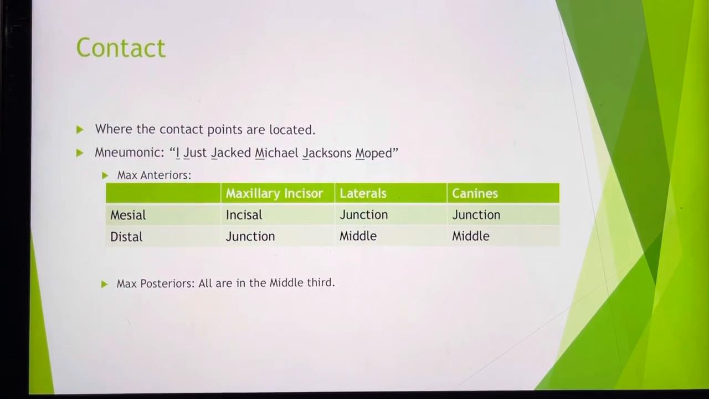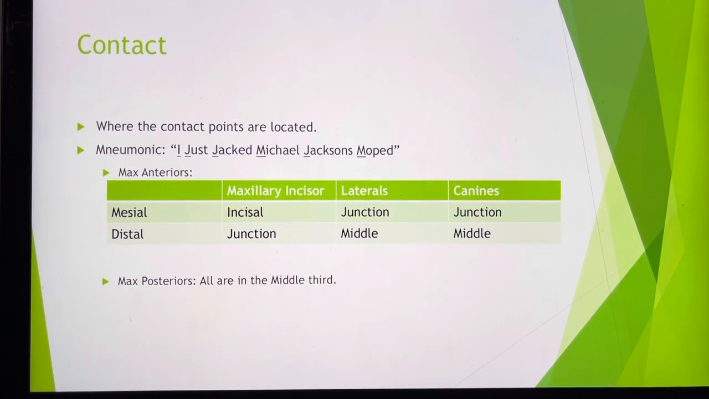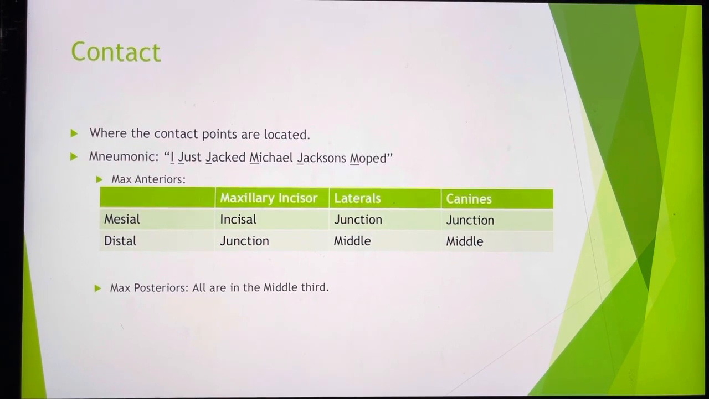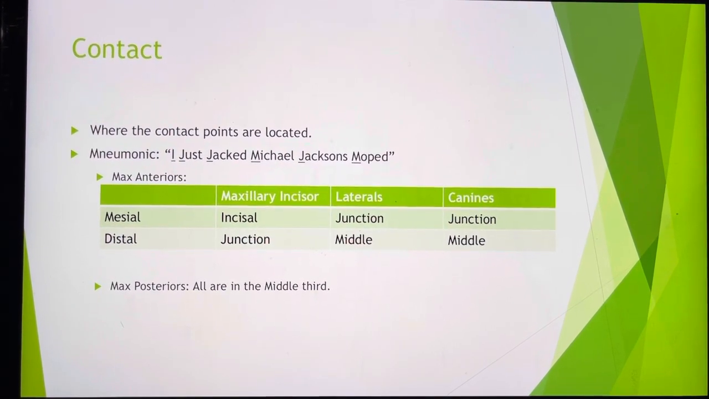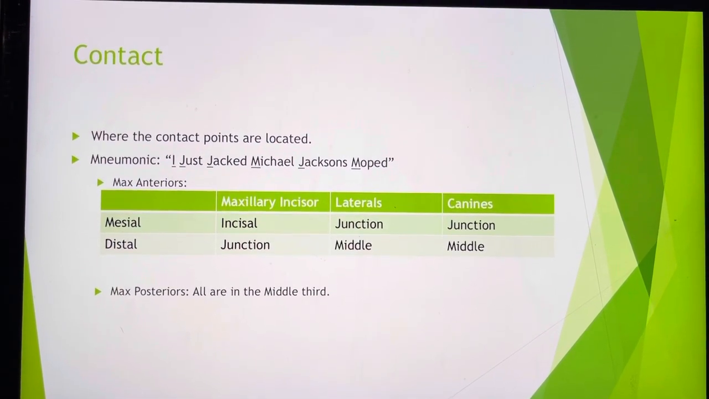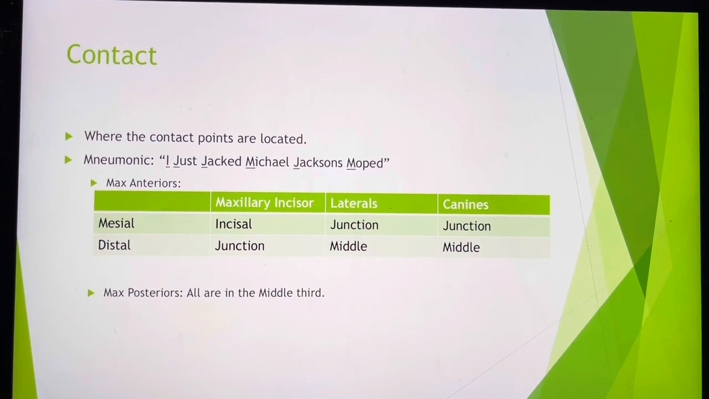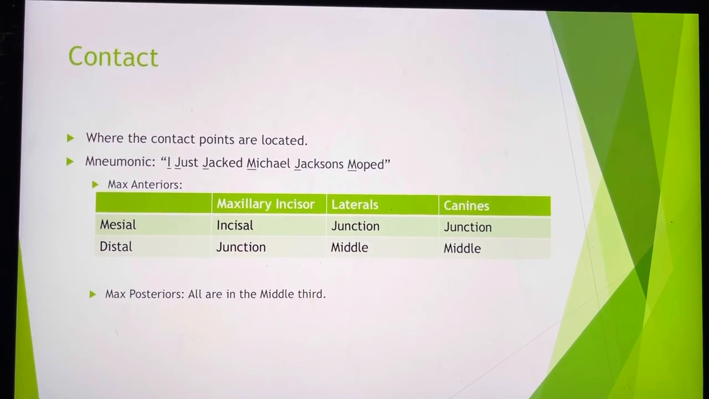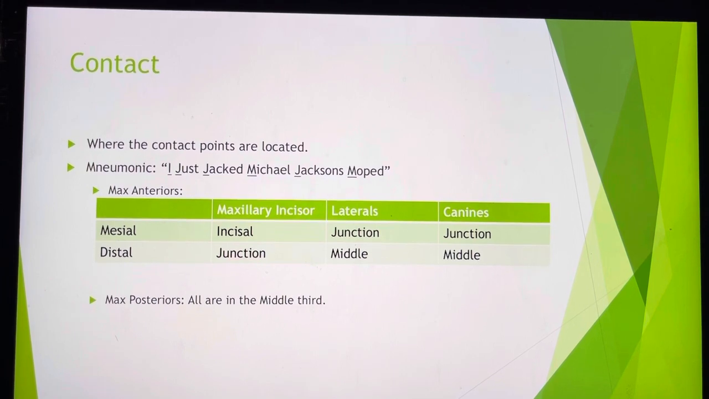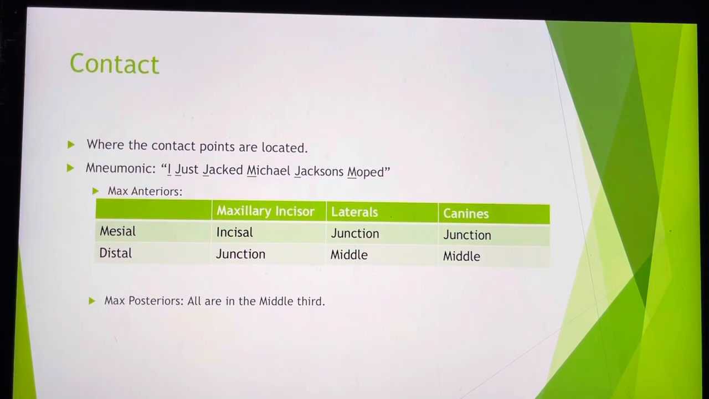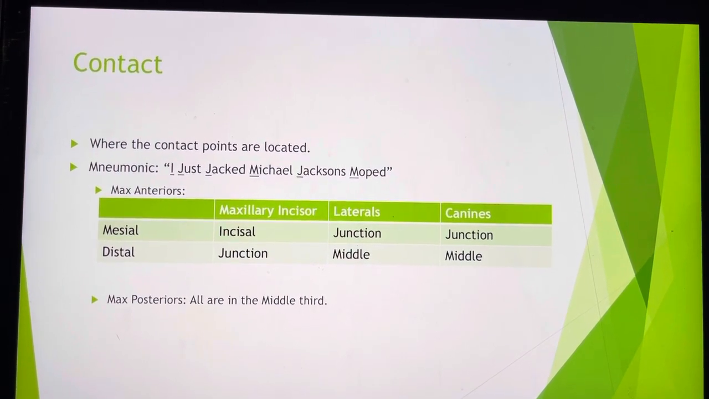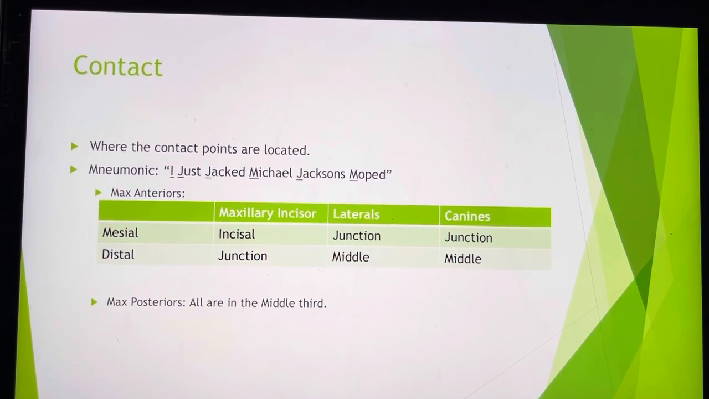Contact area, what does that mean? That is basically the area of contact between two adjacent teeth. Now, when I was trying to memorize this, I remember reading about a mnemonic. I just jacked Michael Jackson's moped. So each letter of each word corresponds to the contact area for the mesial as well as the distal aspect.